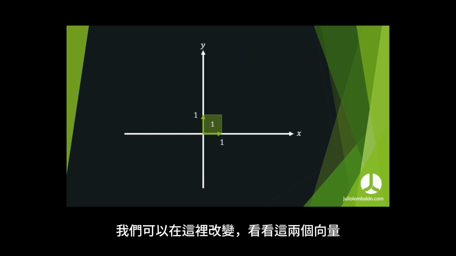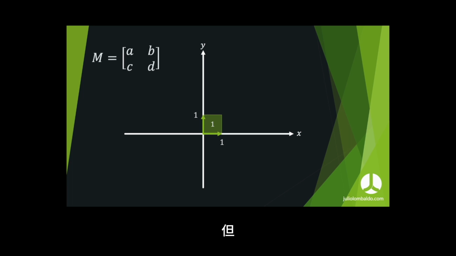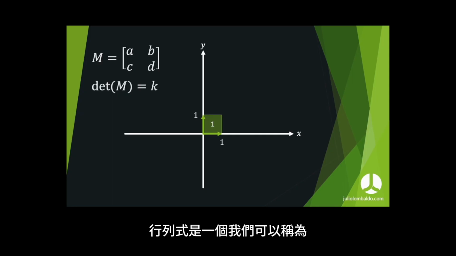For example, we can change here just to see this square of these two vectors, 1, 0 and 0, 1. We can understand that this area is just a square, and this area is 1. But when we understand the matrix M algebraically, like A, B, C, and D, for example, we can understand that the determinant is a result that we can call K. Of course, this number is A times D minus B times C.